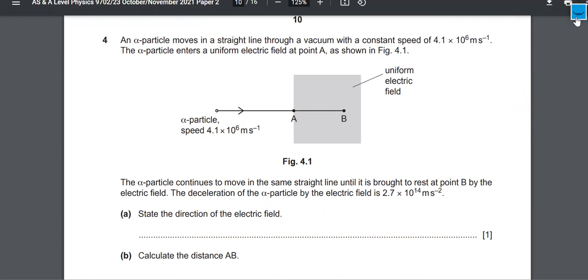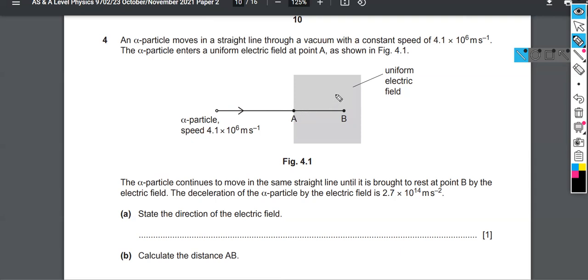State the direction of the electric field. You have to know that an alpha particle is positively charged and that the force that's exerted on the alpha particle is in this direction. The direction of an electric field is the way that a positive charge moves if placed in the field. So because the force is acting to the left, and that's the way a positive charge would move, the alpha particle is positive. We know that that's the direction of the electric field. So the direction is to the left.